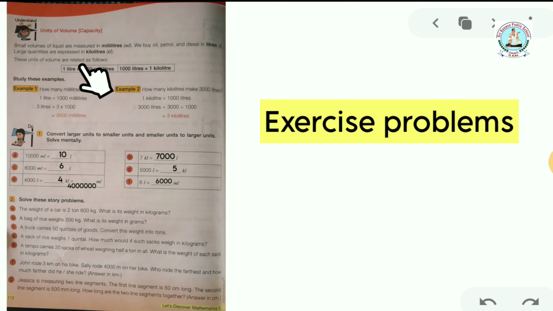Let us see some standard values. These are the standard units: 1 liter equals 1000 ml, and 1000 liters equals 1 kiloliter. Let's see a few examples so that we can easily understand.